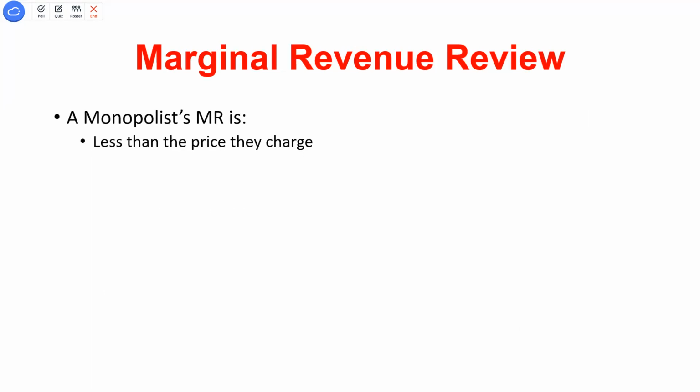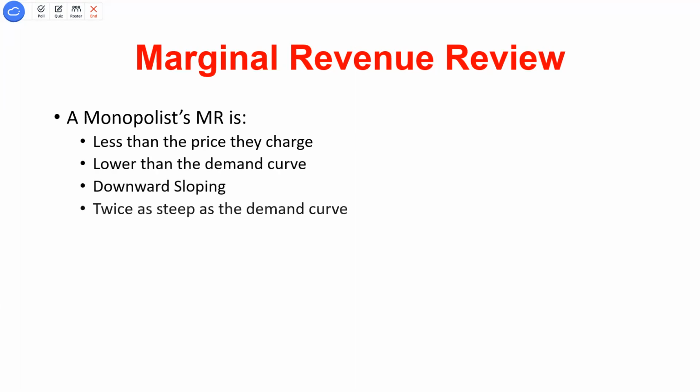One thing that we're always going to think about is that whatever price the monopolist chooses, it's always going to be above their marginal revenue and their marginal costs. Whatever marginal revenue and marginal costs are at this point, they're always going to be below the demand curve, or below the price that the monopolist can charge. So for the monopolist, this is good. Think about the additional costs, less than the price they charge. It's lower than the demand curve. Marginal revenue is always downward sloping, twice as steep. These are all things that we covered, just a summary of those.